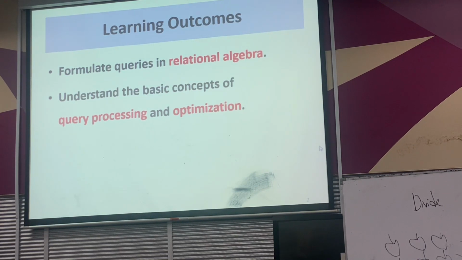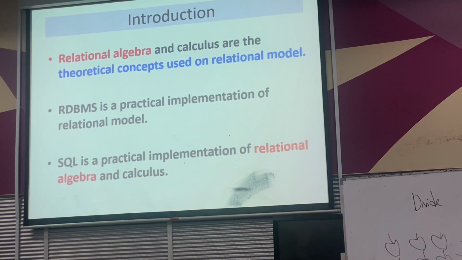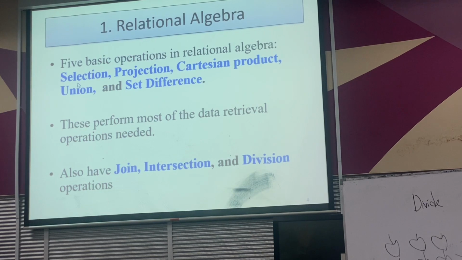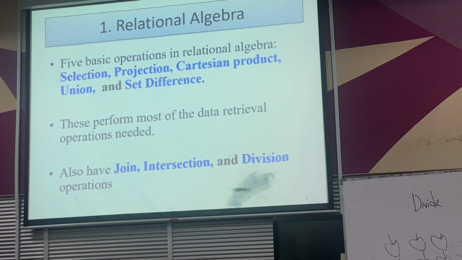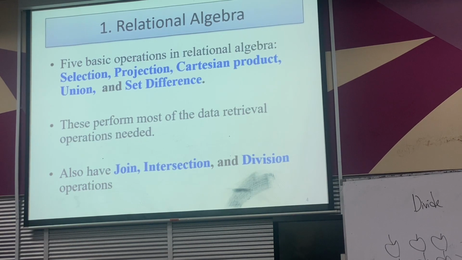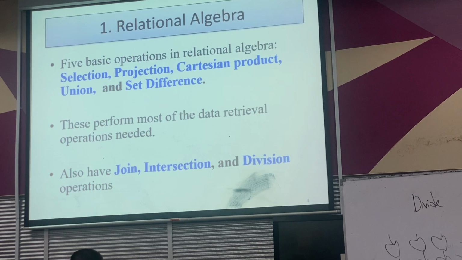Three stars for this topic. Relational algebra and calculus are the theoretical concepts used in the relational model. This is called RDBMS, the practical implementation of the relational model. So you need to know the symbols. First we have selection. Selection means condition: search by condition.